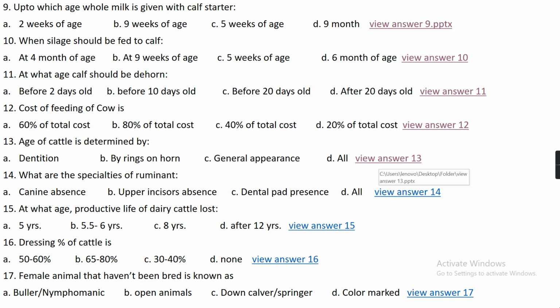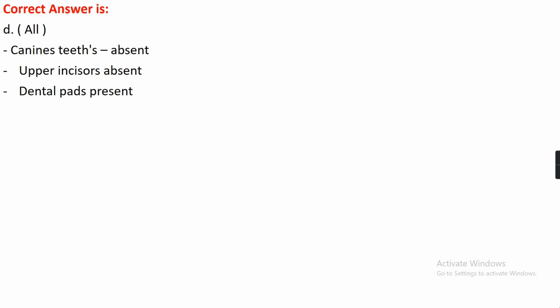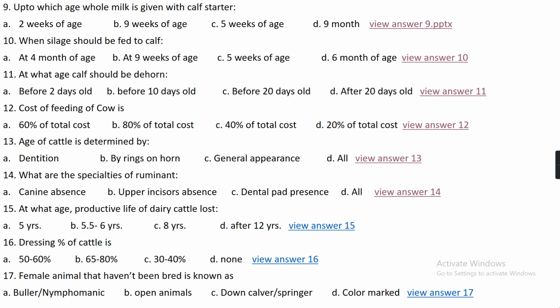Question number 14. What are the specialties of ruminants? Option A canine absence, option B upper incisor absence, option C dental pad presence, or option D all. The right answer is option D, that is all. In the case of ruminants, canine teeth are absent, upper incisor teeth are also absent, and in place of that there is a dental pad present.